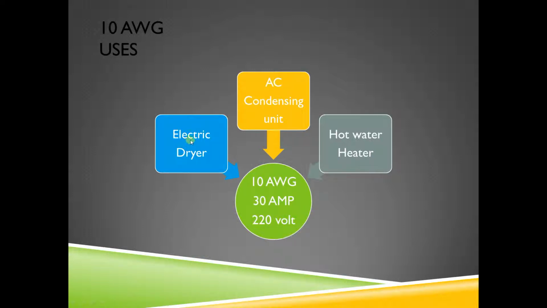Some of the common uses in your household would be an electric dryer or AC condensing unit. For those of you that have central air, that's the unit that sits outside of your house. That's called an AC condensing unit. A hot water heater, electric hot water heater. All of these items will be installed on a 30 amp circuit and will be run with 10 gauge wire.